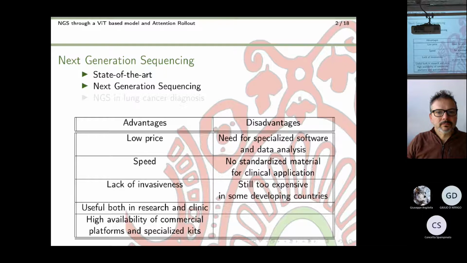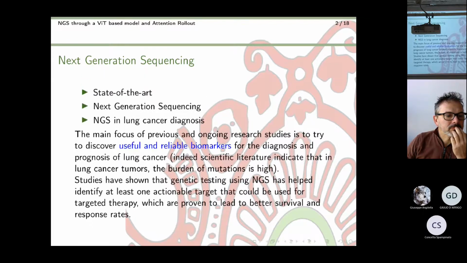But we also have a bunch of disadvantages, like for instance, the need for specialized software and analysis. Also, there's no standardized material for clinical application. So there's no fixed ready-made path to be followed for each case, but each scenario should be treated on its own. And third, this technique might still be too expensive for some developing countries, so the poorest ones.